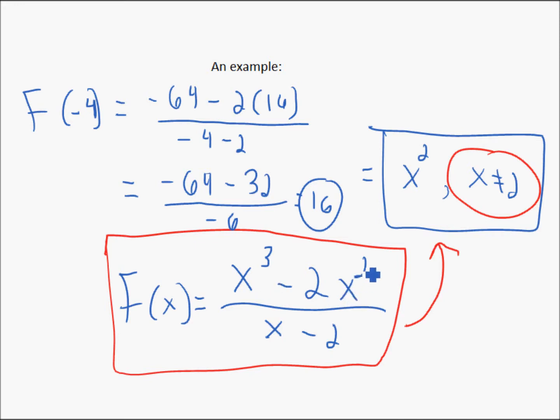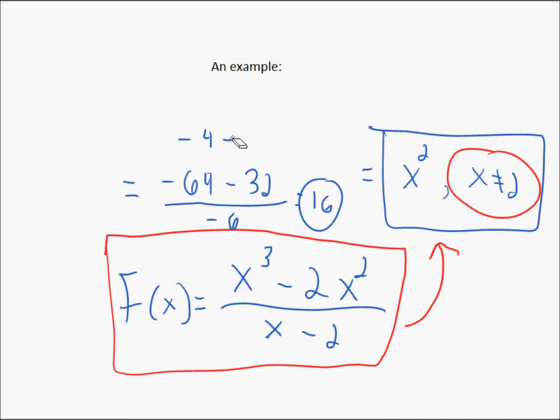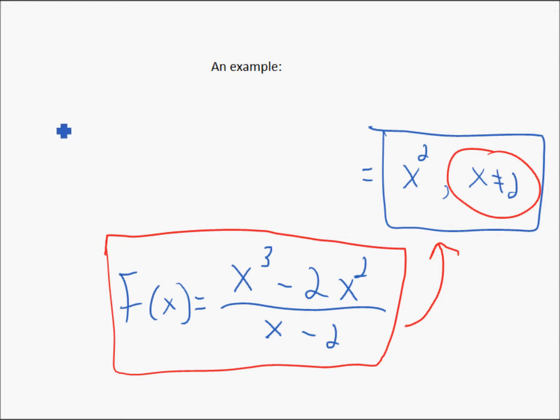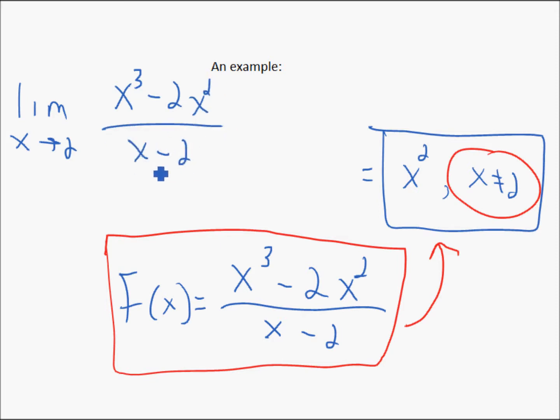You can't plug 2 into here because if you do, you get 0 over 0. That's not a number. So our question is now that I've created this weird function that looks just like x squared everywhere except for 2, most likely I'm going to ask my students, hey kids, have a little bit of fun and tell me what the limit is here. What's the limit as x goes to 2 of x cubed minus 2x squared over x minus 2?